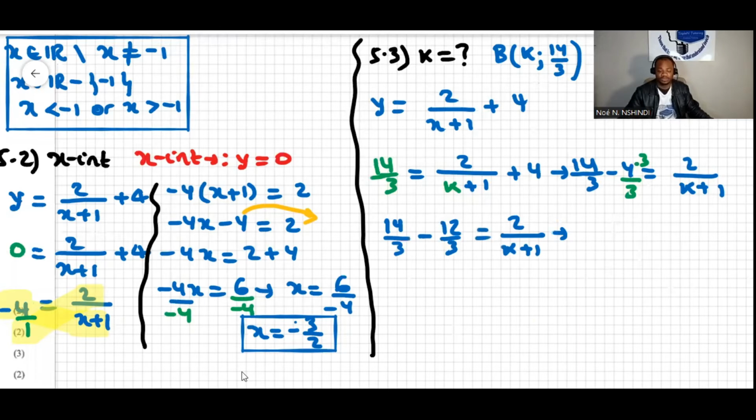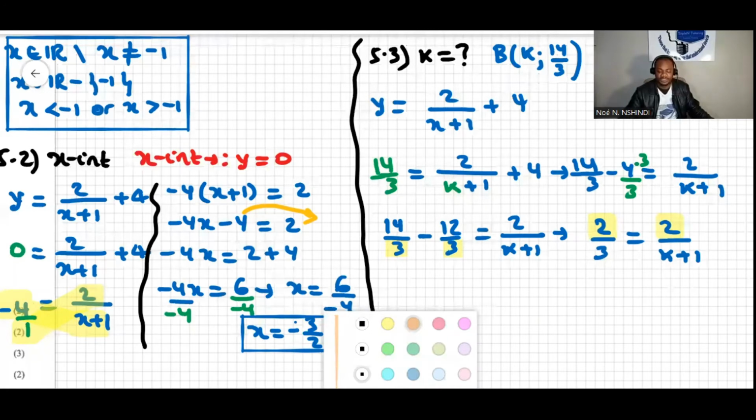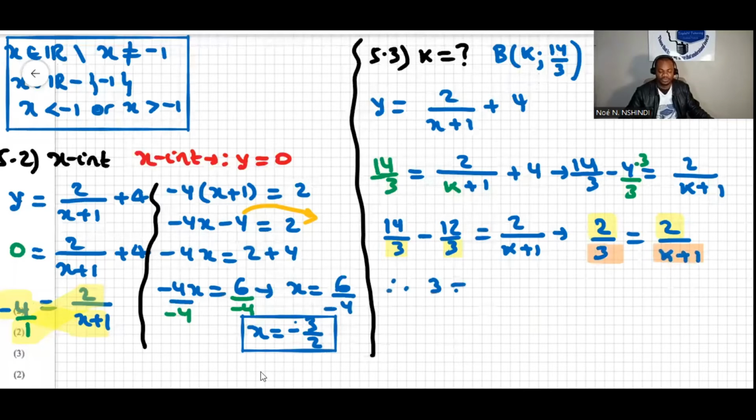Now that the denominators are common, we have 3 and 3 there also. We can just subtract the numerators. So 14 minus 12 is just 2. It makes 2 over 3 equals 2 over k plus 1. Now, here we have this situation where the numerators in the equation are equal. So if the numerators in the equation are equal, then the denominators must also be equal. In other words, we can say therefore 3 equals k plus 1.